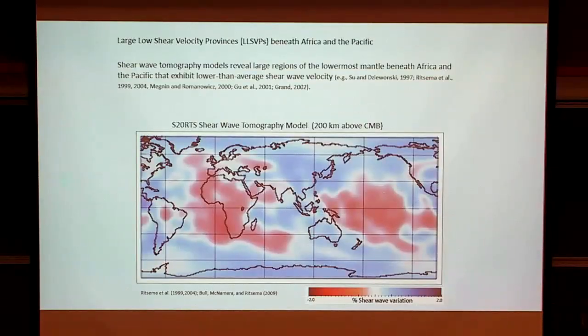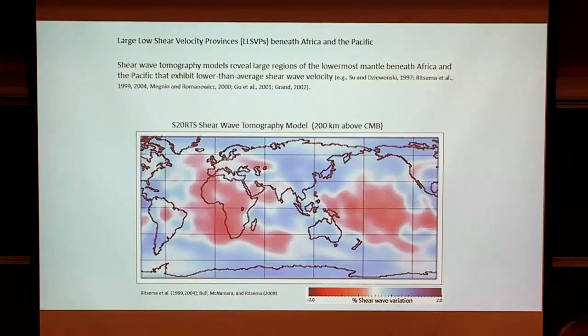So, just a quick thing. In the lowermost mantle, this is tomography of the lowermost mantle. We have these large regions beneath Africa and the Pacific that have lower than average seismic velocities. I'd say the entire solid Earth community is kind of interested in understanding what these things are.